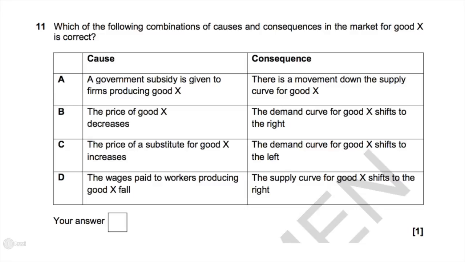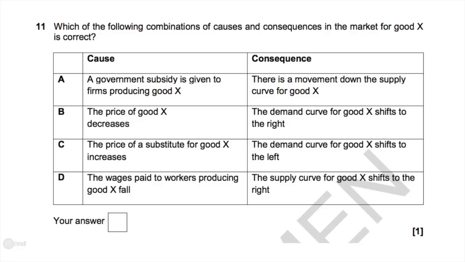This government subsidy would make production of this good cheaper for firms. So this would cause the supply curve for firms to shift outwards because they'll be willing to supply more because they'll get a subsidy. So it decreases the cost of production. The consequence says that there is a movement down the supply curve. This is not the case. A movement down the supply curve would be a decrease in price, not a subsidy. A subsidy would always cause a shift outwards. So therefore A is wrong.